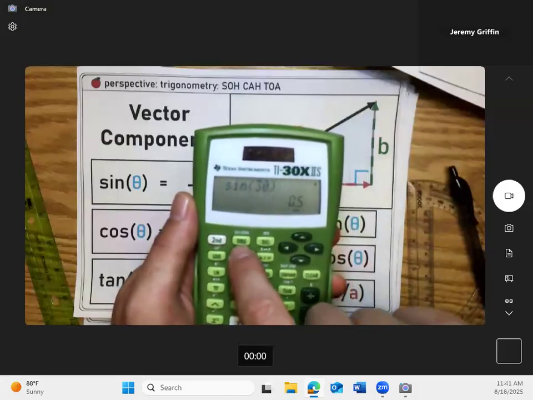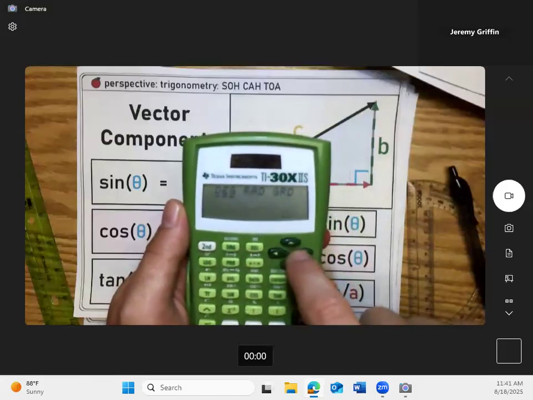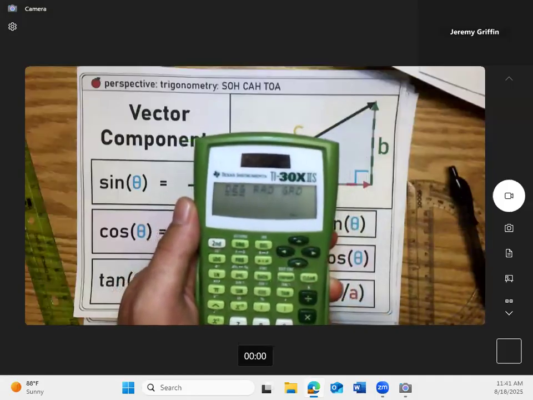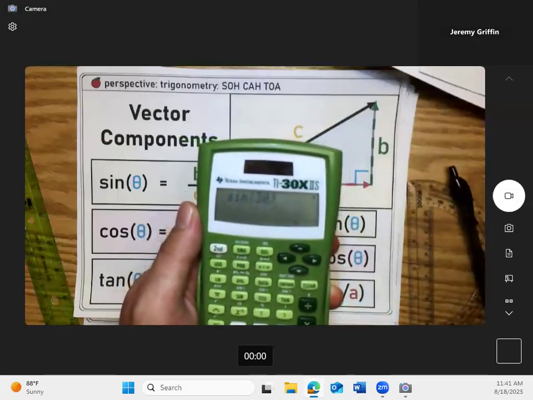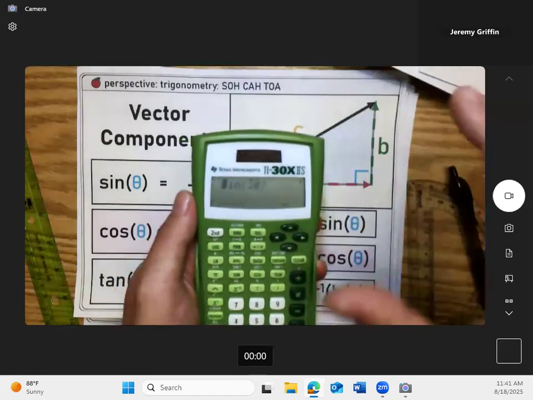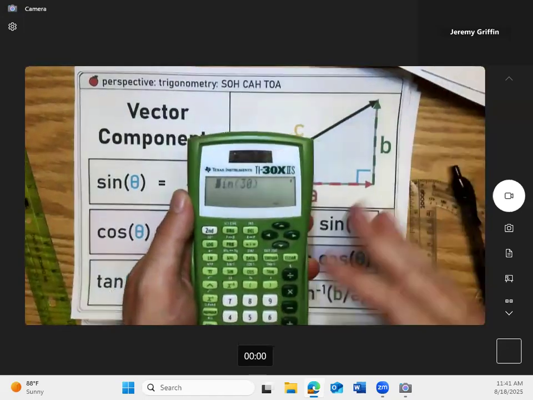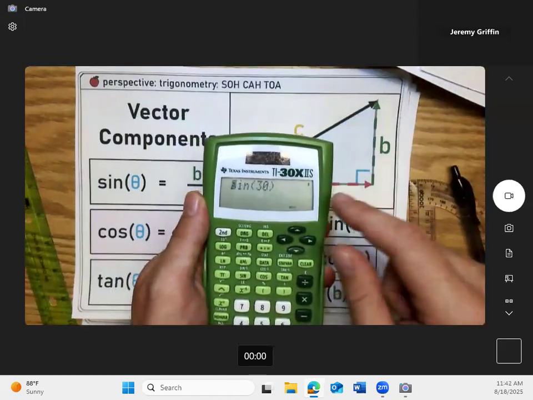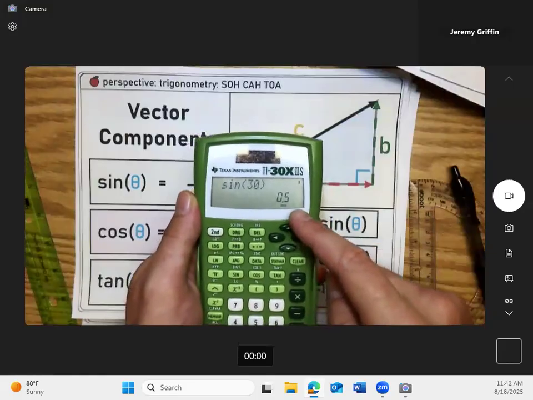You guys see this little key at the top says DRG? If you click that, then you can switch it, but I want to keep degrees. So everybody's calculator today is in degrees, right? It's important that you communicate with the calculator the unit for your angle so it knows what to do. And what that means is this.